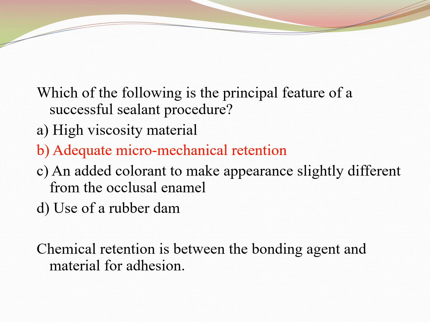B, we have to have good, adequate micromechanical retention. So basically that means we really have to etch that tooth well. Remember, we discussed the difference between the micromechanical and the chemical retention. The chemical retention is the bonding agent and the material for adhesion. The micromechanical is just the tooth basically has been etched, and we're going to get that sealant to adhere to the tooth properly. So we have to have adequate etching time for micromechanical retention.